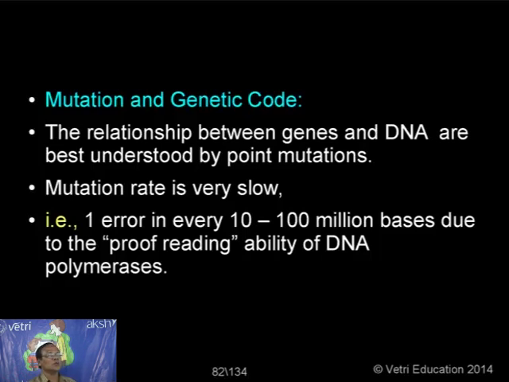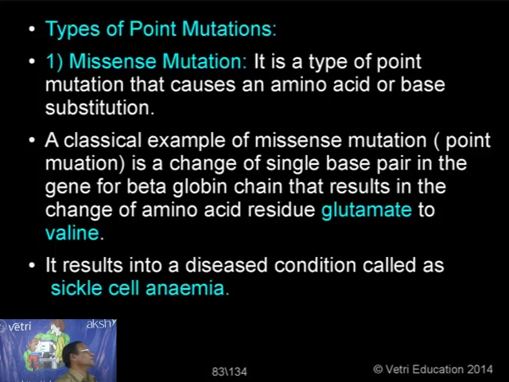This is because, during the replication process of DNA, of the proofreading ability of the DNA polymerase. While the DNA is being replicated, is there any correction being made properly by the DNA polymerase? That is called proofreading. So because of the proofreading ability, the rate of mutation is very slow. One mutation per 10 to 100 million bases. Out of these 10 to 100 million bases, only one mutation or one error occurs. This is because of the proofreading ability of the DNA polymerase.